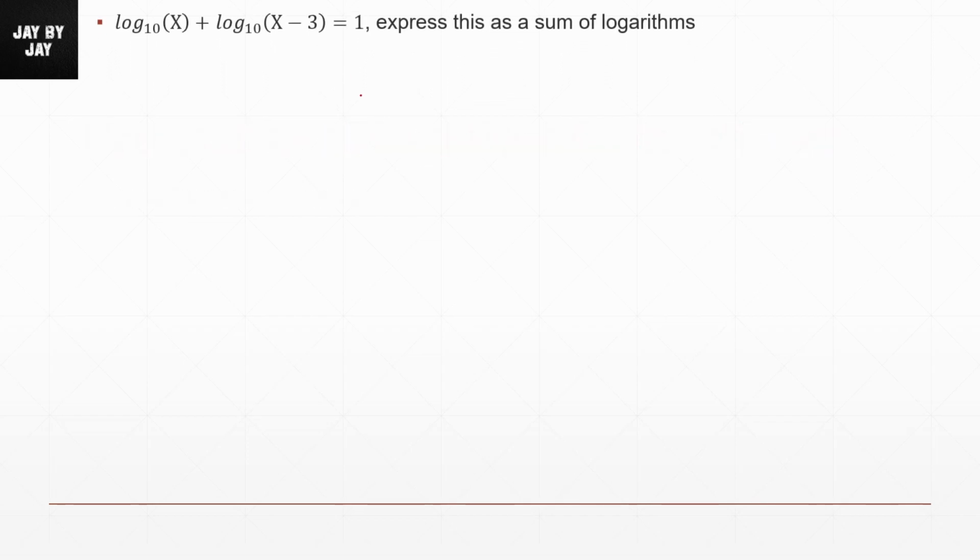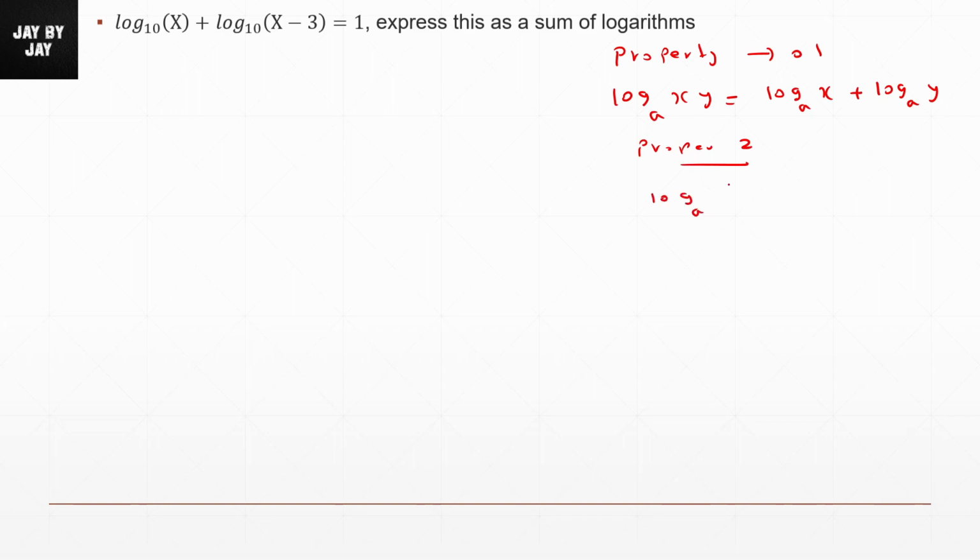This is the first example given here. First of all, we will write down the three properties that we have learned up to now. What is the first property? Property number one: log a to the xy equals the summation of the same, log a to the x plus log a to the y.